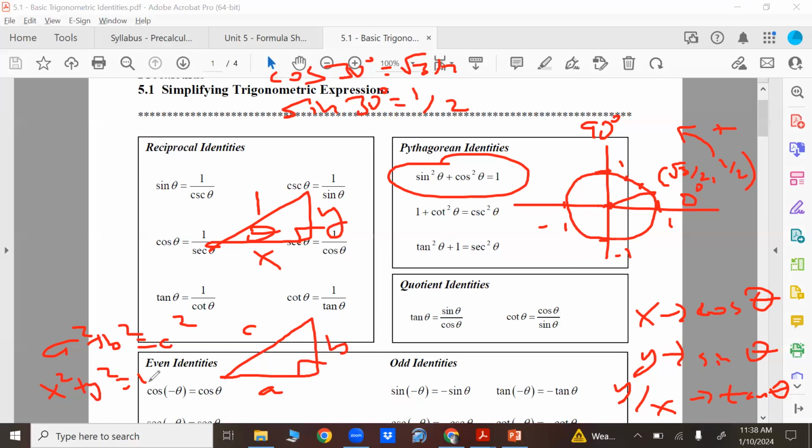Now, what is x again on the unit circle? Cosine. What's y again on the unit circle? Sine. Boom. Substitute it. What do you get? Sine squared plus cosine squared equals 1. That's where it comes from. You're simply looking at the unit circle, realizing that that's cosine, that's sine, and that's 1. That's where it comes from.